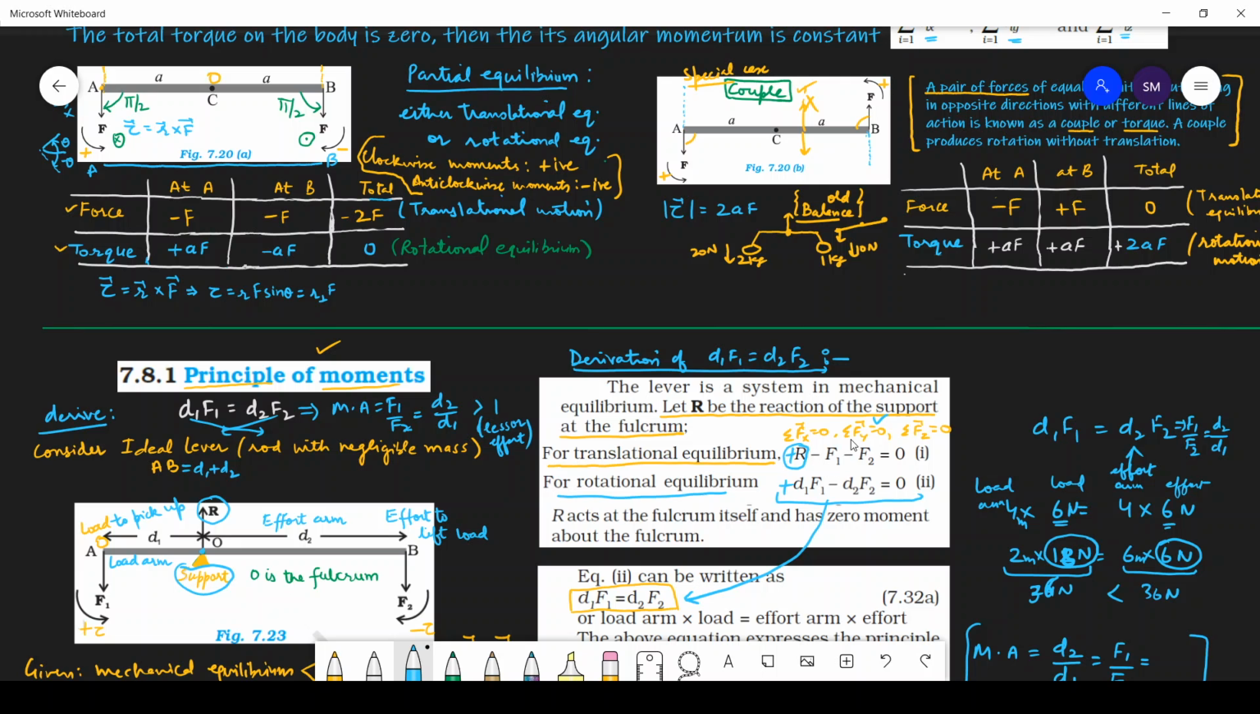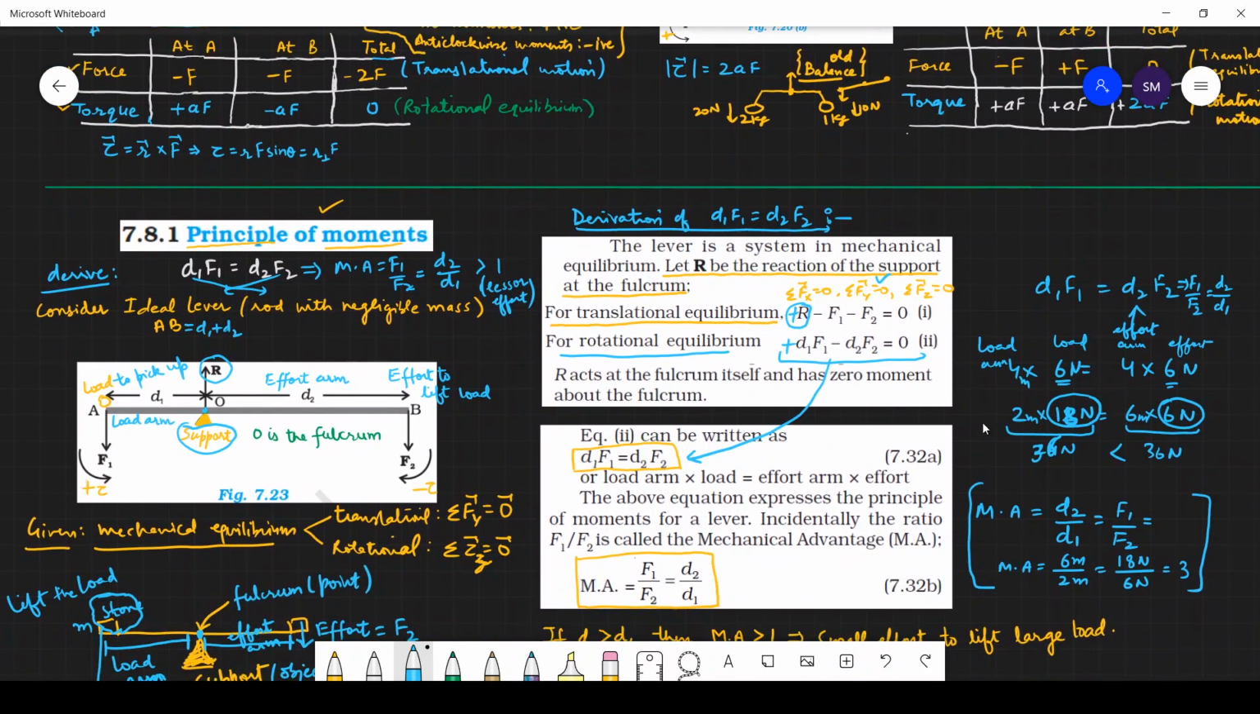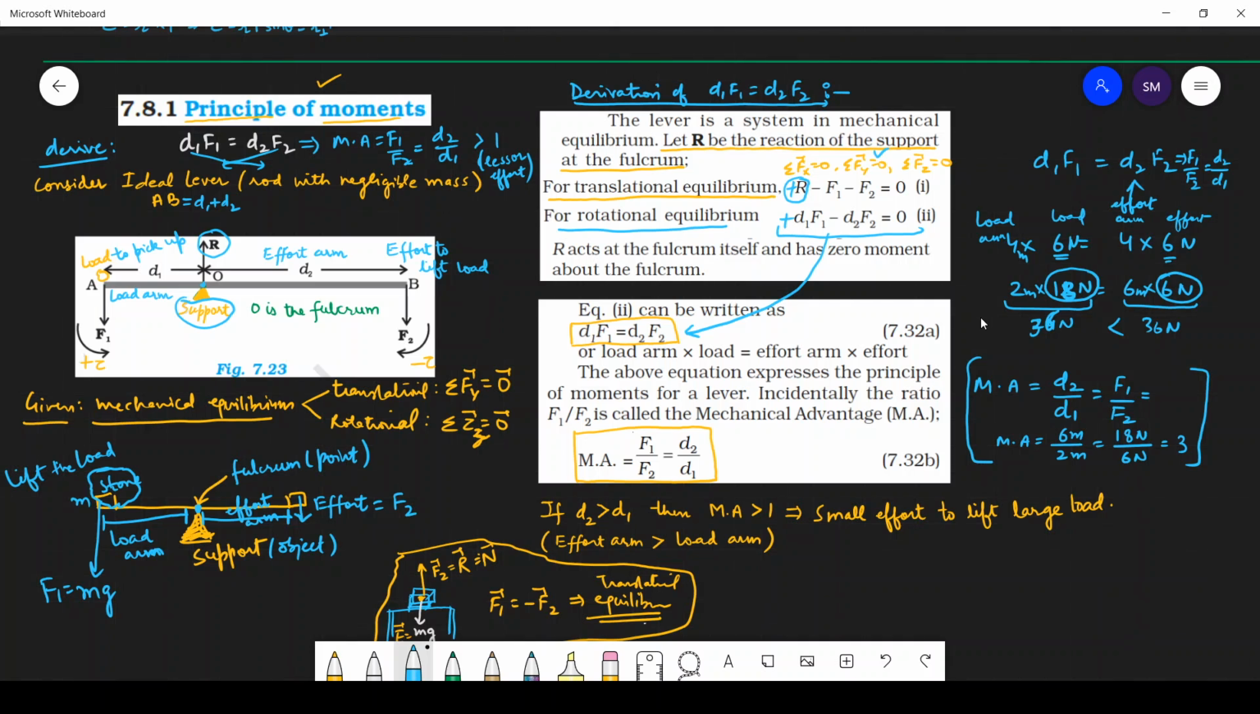See, translational equilibrium, sigma Fy is equal to 0. Rotational equilibrium, net torque is 0. I'm not getting it. For translational equilibrium, plus or minus F1 minus F2 equals 0, how? What are you unable to understand? That yellow part for translational equilibrium: sigma Fx equals 0, sigma Fy equals 0, sigma Fz equals 0. That one is clear, but the thing written under that, this equation, R minus F1 minus F2, you have not understood.